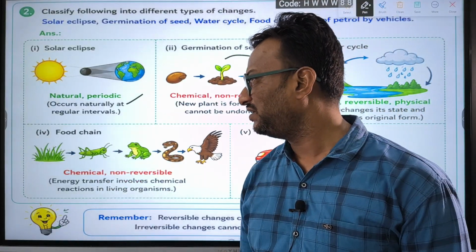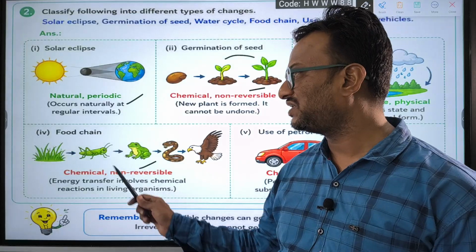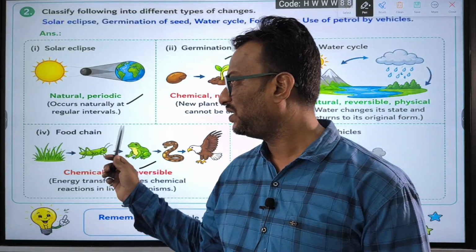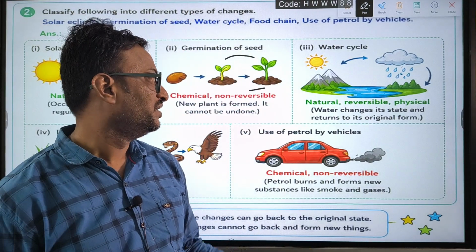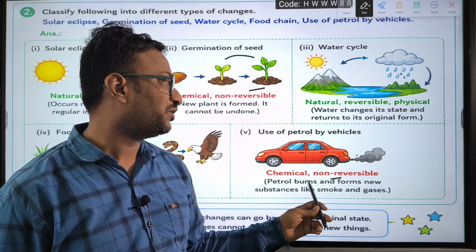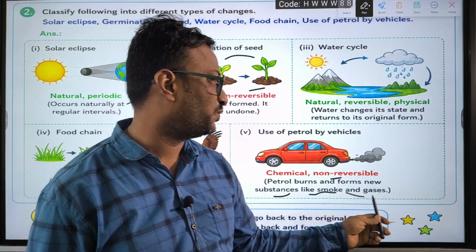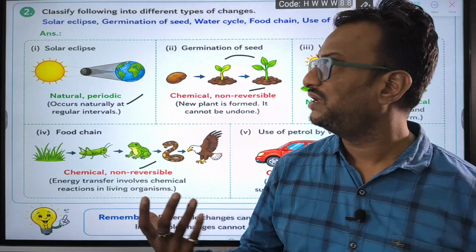Next one, food chain is a chemical change and it is non-reversible. Energy transfer takes place from one living being to another living being in the food chain. Use of petrol in vehicles is chemical and non-reversible. Petrol burns and forms new substances like smoke and gases. We cannot get back petrol from smoke and gases.